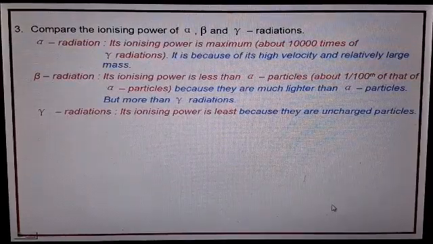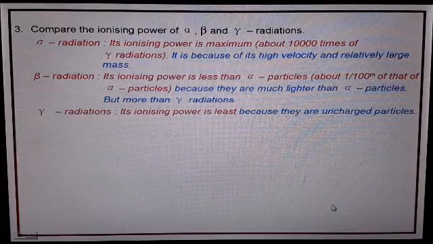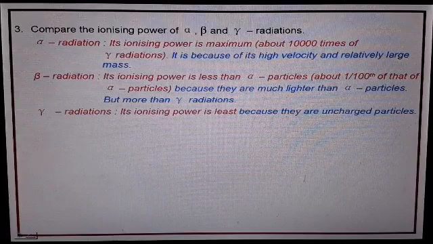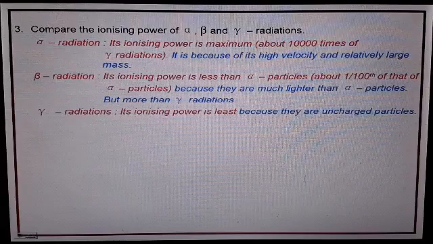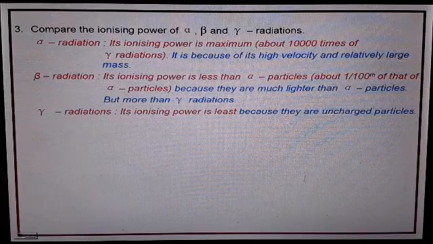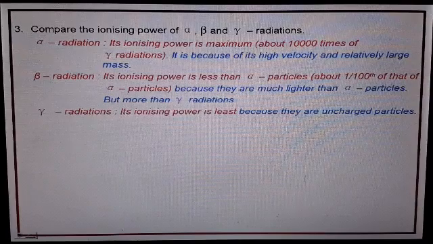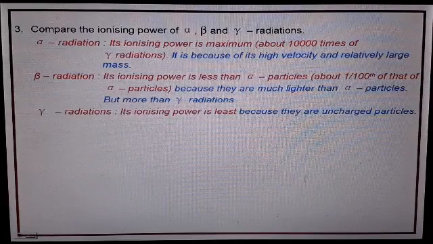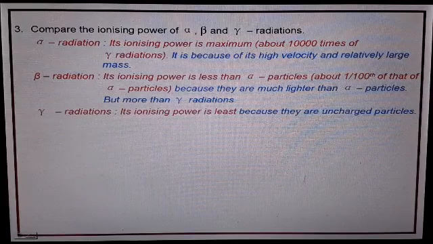See again, in this question, since it's a 1 mark question, you will write just the red marked area. That is, for alpha radiation the ionizing power is maximum, about 10,000 times that of gamma radiation. Beta radiation, its ionizing power is less than alpha, about 1 by 100 that of the alpha particle. And gamma radiation, its ionizing power is least.